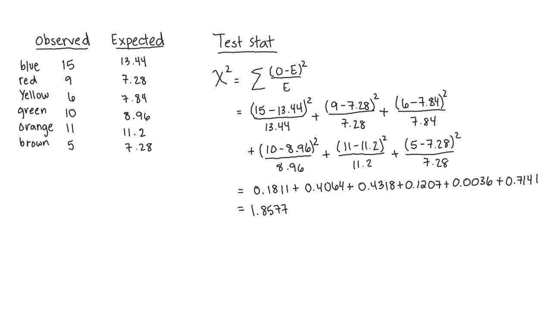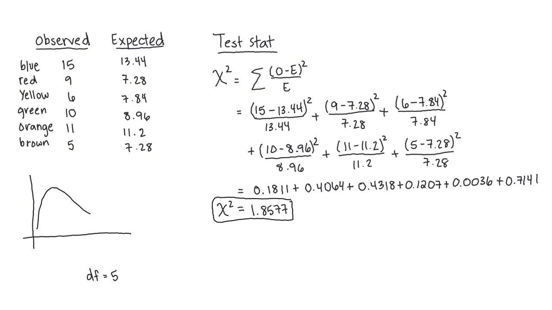So when I add up all of those fractions, I end up with my chi-square test statistic of 1.8577. So now our job is to plot that on our chi-square distribution. So again, remember our degrees of freedom here are 5. So this distribution is pretty skewed to the right. It's not very normal looking because we have such a small number of degrees of freedom.